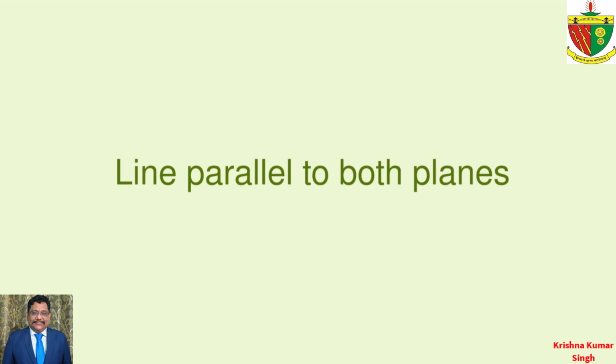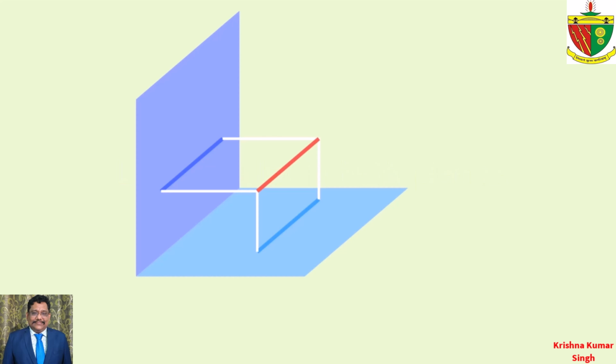Line is parallel to both planes. Now let us see the procedure for the line parallel to both planes. Let us imagine a line that could be parallel to both planes. This means it is not perpendicular to any principal plane and it is perpendicular to the profile plane.